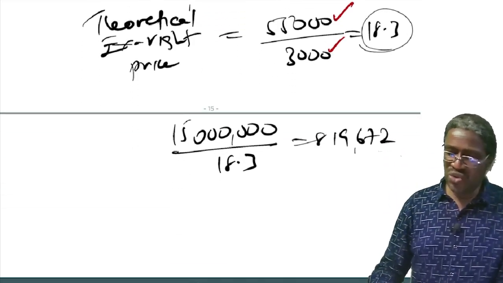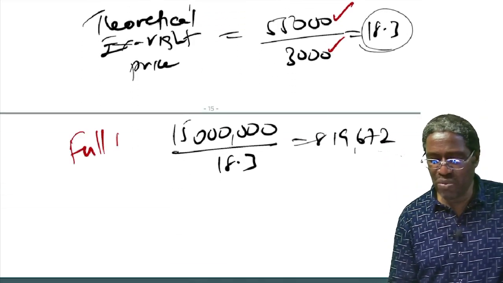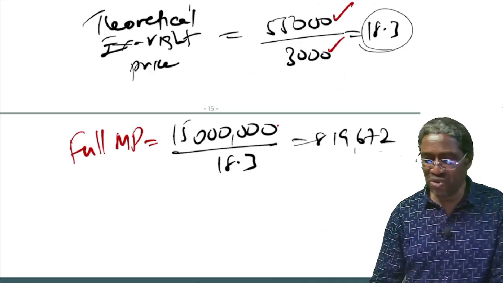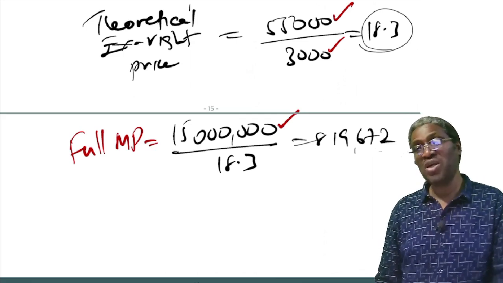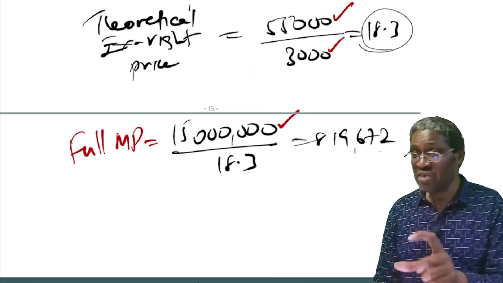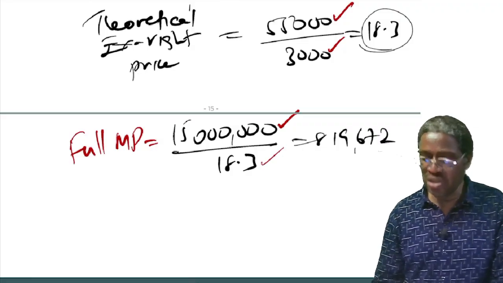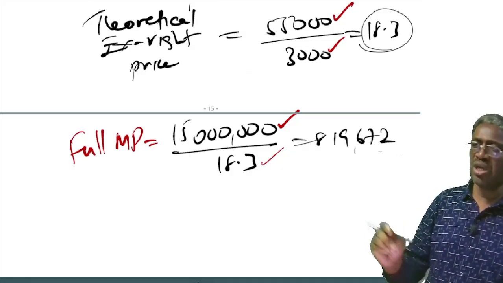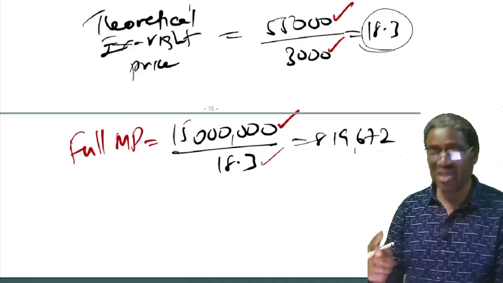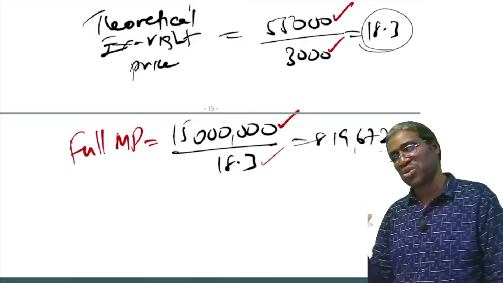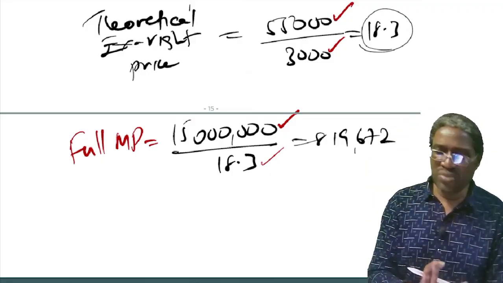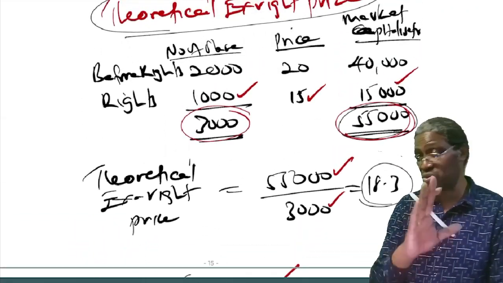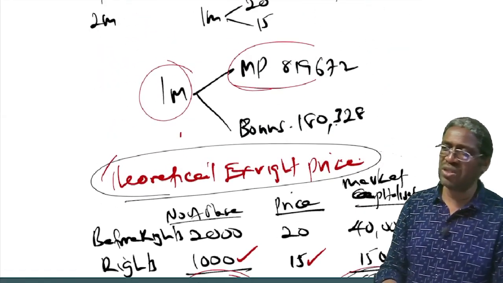Then I've said, to get those shares deemed to be issued at full market price, you divide the amount received from the rights issue by the theoretical X right price. That will give you the number of shares deemed to be issued at full market price. Then again, the difference between the number of shares deemed to be issued at full market price and the number of shares deemed to be issued as a result of a rights issue, which was 1 million, is what we are calling bonus.